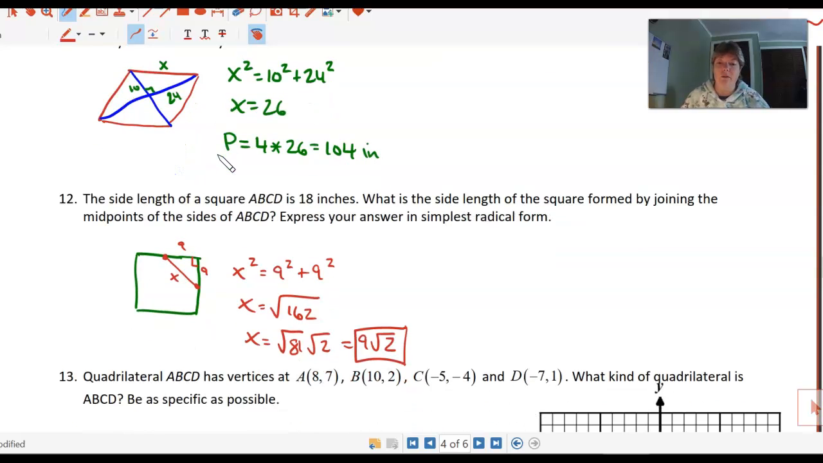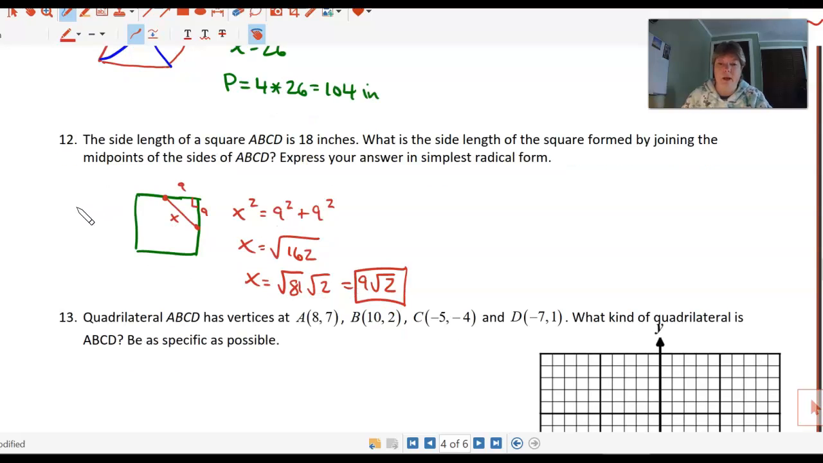For number 12, I've got a square, so I've got a right angle here, and I'm connecting these midpoints, so if each side length is 18, half of that will be 9 and 9, and then, again, Pythagorean theorem will get us that x is the square root of 162, and that can be broken down into 81 times 2. And remember, I chose 81 because I'm looking for the largest perfect square factor, and 81 is a perfect square. So the square root of 81 will give me 9, square root of 2.